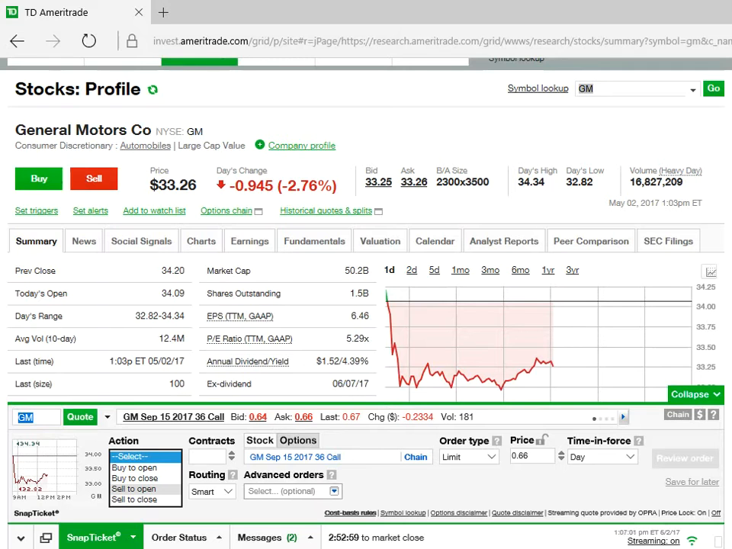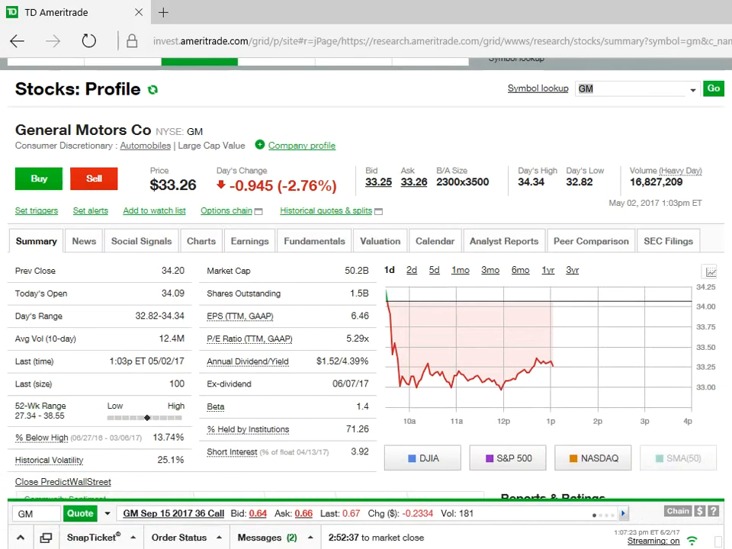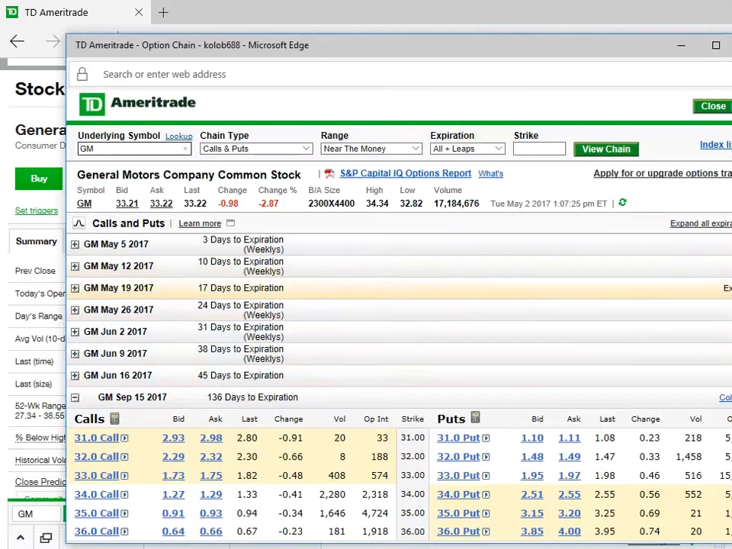Now, shorting call options is a safe thing to do compared to shorting the stock itself. Shorting the stock itself, you're borrowing shares of that stock from your broker, and then you sell those shares to the open market, hoping that the price of the stock goes down, and then you can buy them back for a cheaper price.